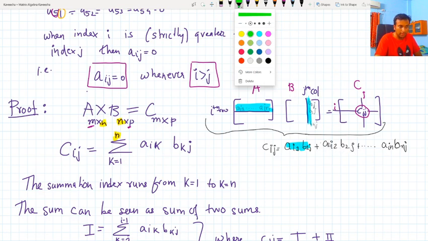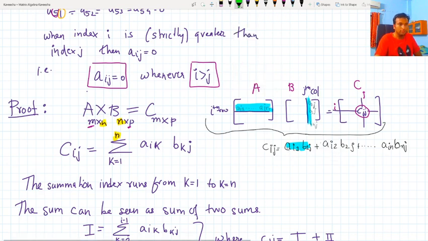That's the second entry in the ith row, and the second entry in the jth column. Likewise and so forth. So Cij is nothing but this thing times this thing, plus this thing times this thing, dot dot dot. So this is nothing but the general term of a matrix multiplication.